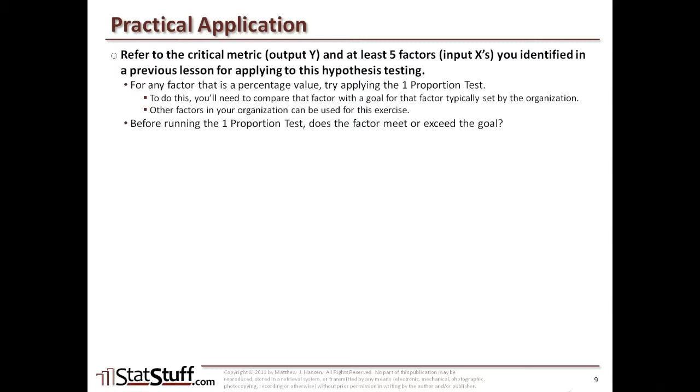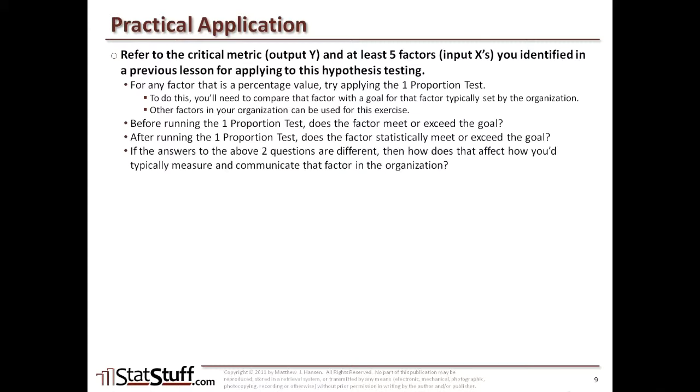So before you run the one proportion test on your data, first ask yourself, does the factor meet or exceed whatever the goal is? Then after running the one proportion test, ask yourself, does the factor statistically meet or exceed the goal? Now if the answers to those previous 2 questions are different, then how does that affect how you typically measure and communicate that factor within your organization?